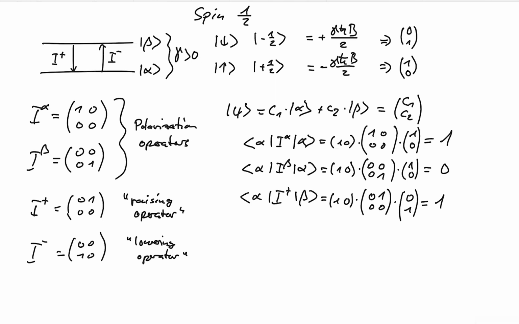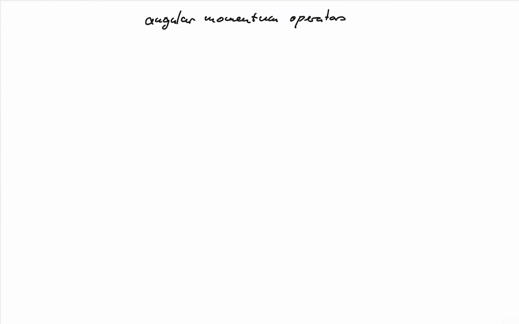So we see here fundamental mathematical equations, and with the polarization and raising and lowering operators, we can define the behavior of the spin system really nicely. However, there are other operators that are even more important to us, and these are the so-called angular momentum operators. They are usually represented by the Pauli matrices.